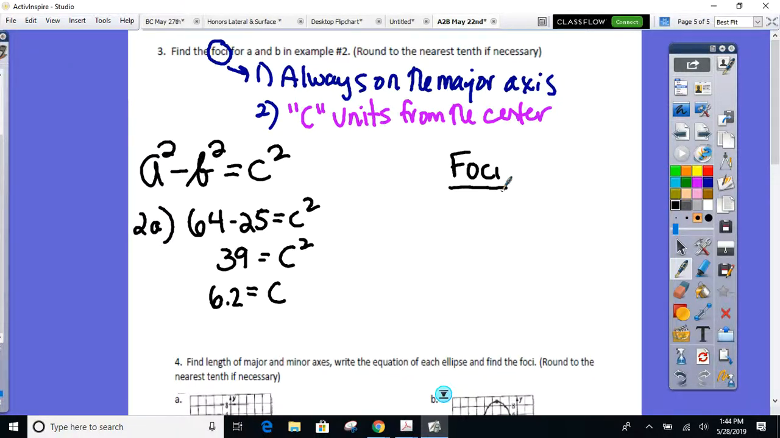What's my new point? So from 0, 0, because the major axis is horizontal, everyone go 6.2 units to the right. Where are you? 6.2 comma 0. So there's one foci. And going to the left. Going to the left. Negative 6.2, 0. Yep.